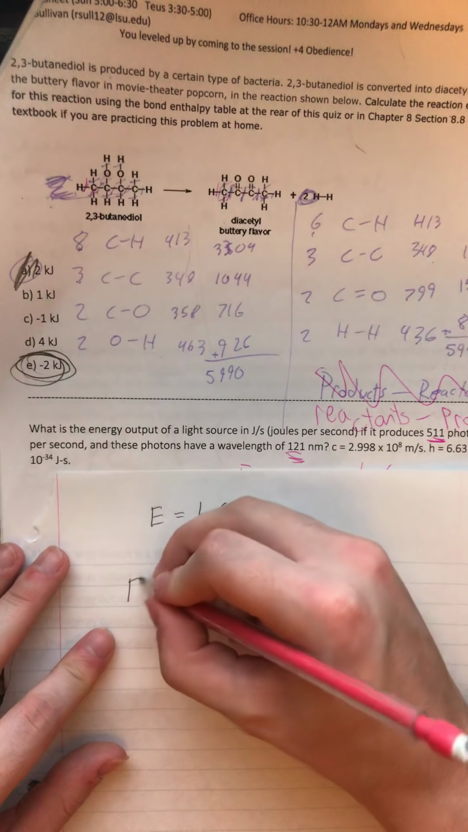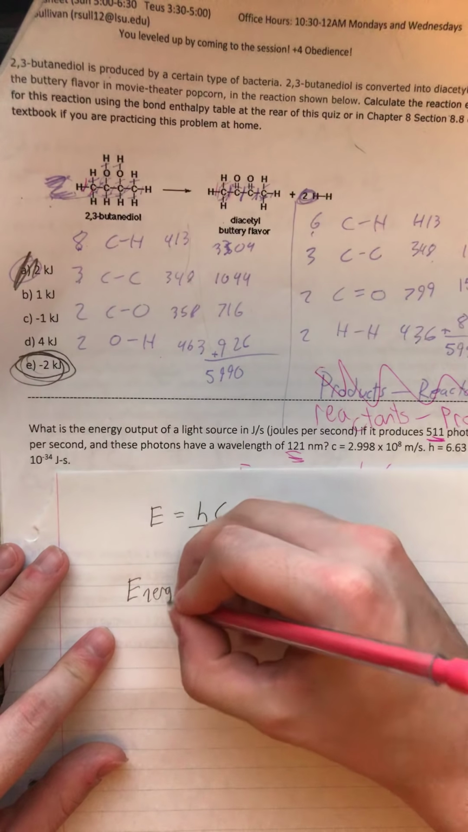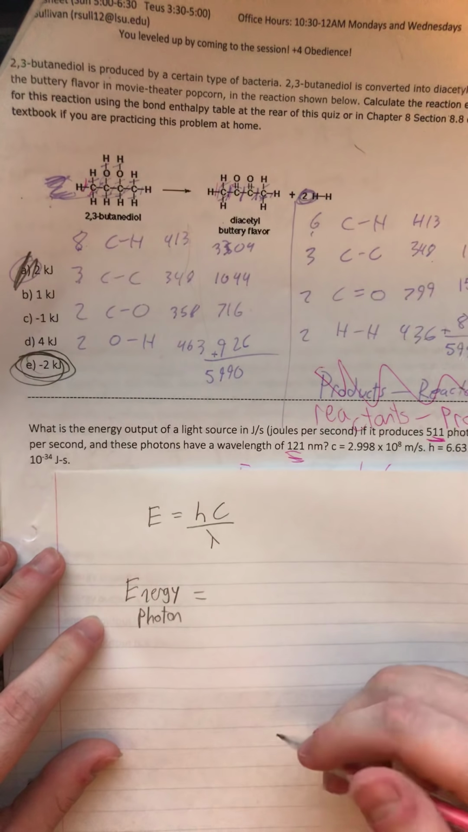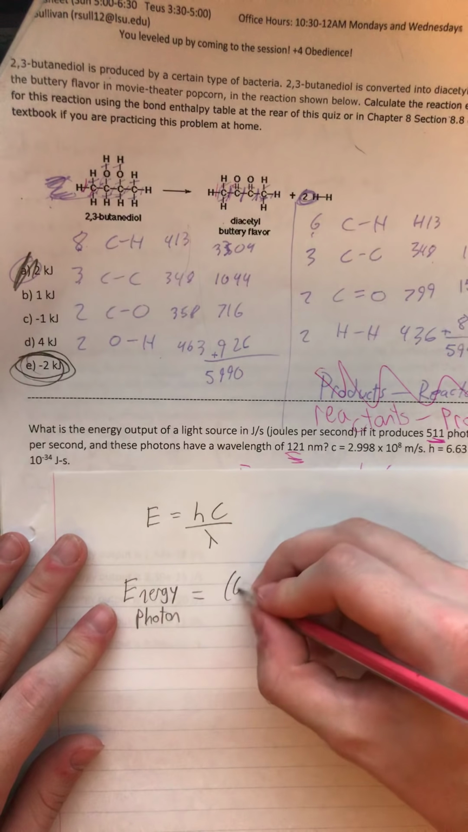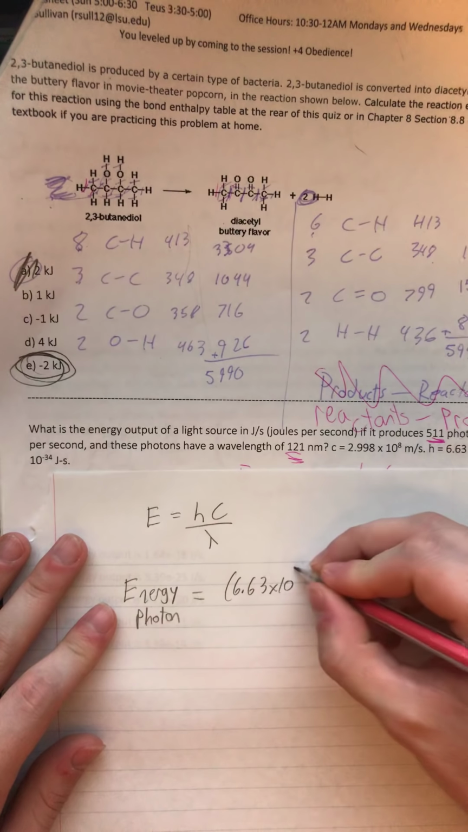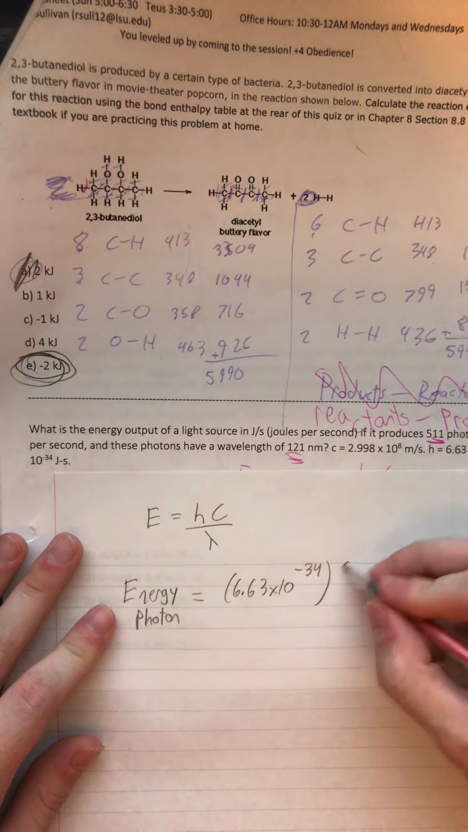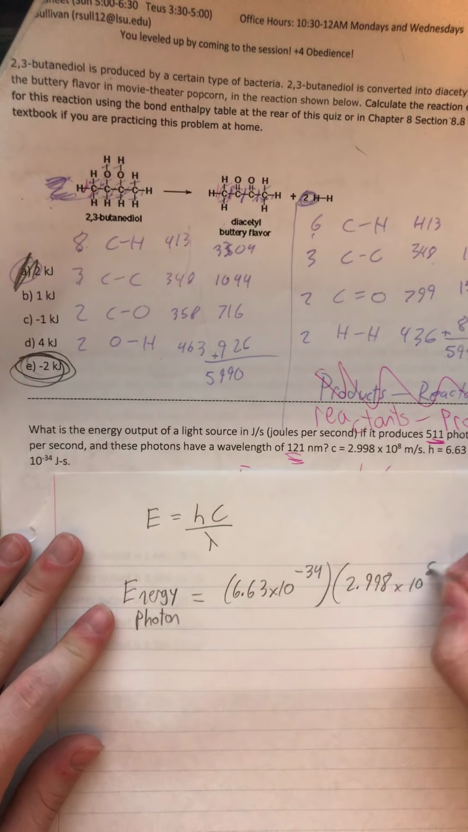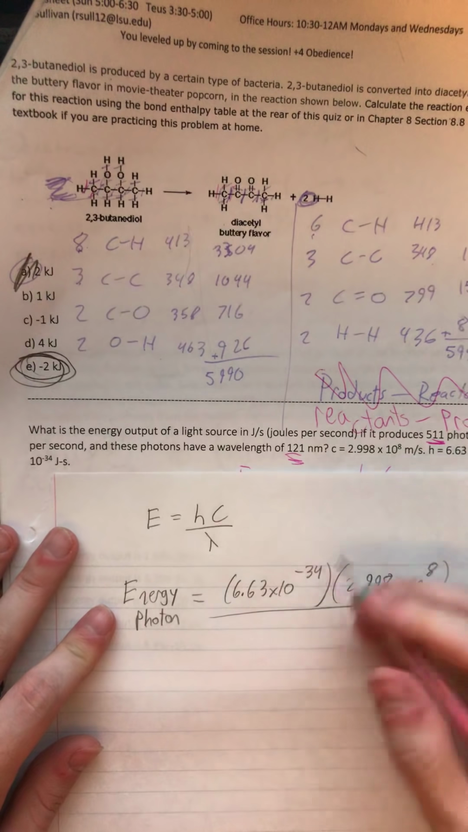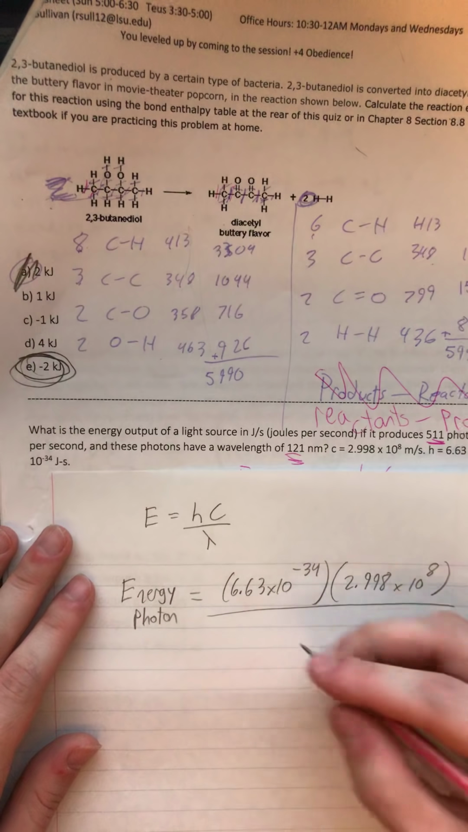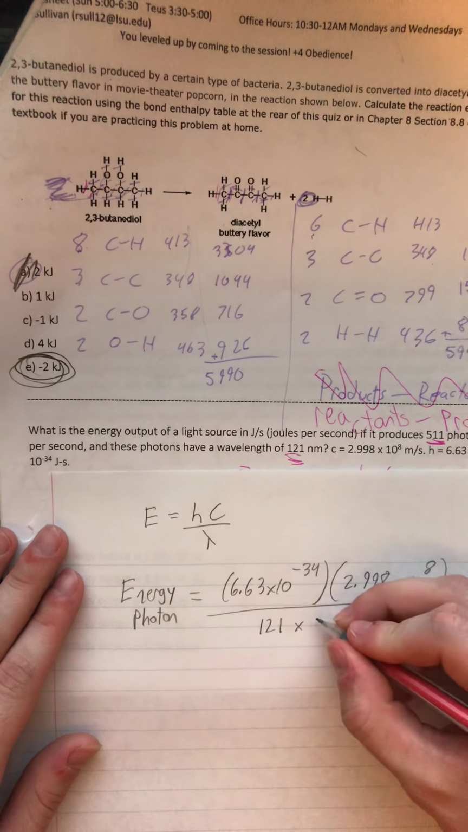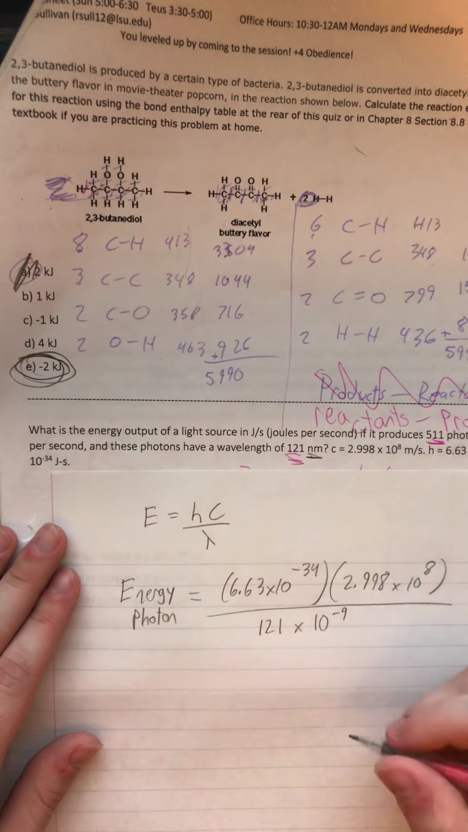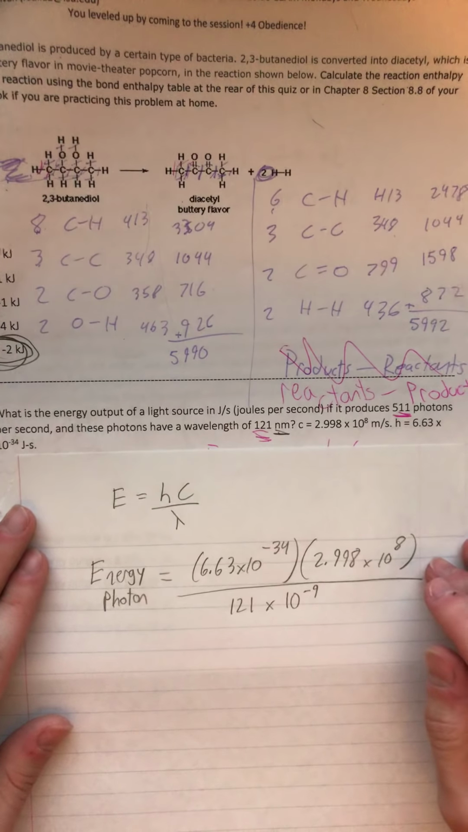So we're just going to plug in. This E is the energy of a photon, a single photon. H is 6.63 times 10 to the minus 34. They tell you that. C is 2.998 times 10 to the 8. And lambda is 121 nanometers, except remember that anytime you put nanometers into an equation, you're supposed to say times 10 to the minus 9, because it has to be in meters, so that's the conversion.